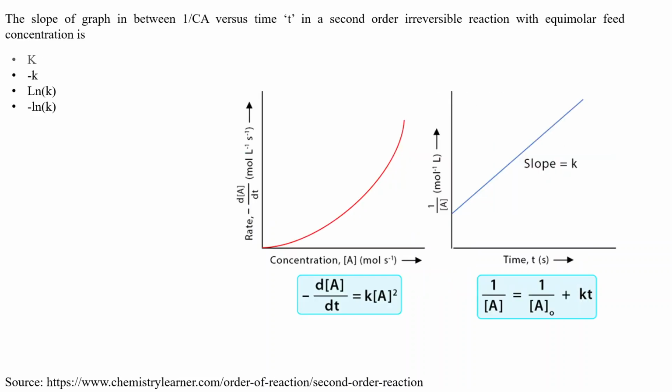So we come here. Here we have been given the concentration versus the rate on the graph right here. And next we have the time versus the concentration graph, or the 1 by A graph. Whenever you want to practically define the order of the reaction, we only have two parameters, that is concentration and time. Whenever you are trying to map any kind of reaction rate or any data like that, it is always concentration and time.